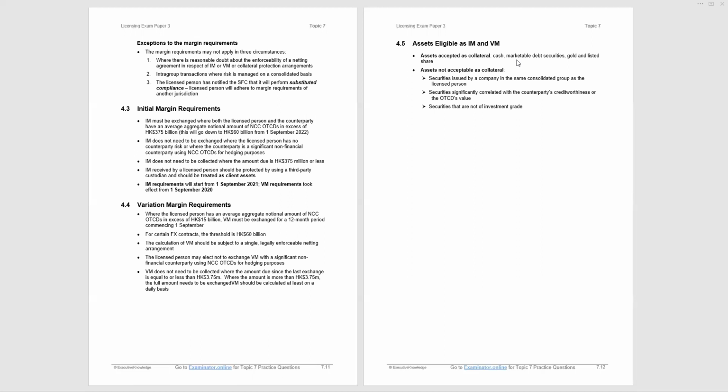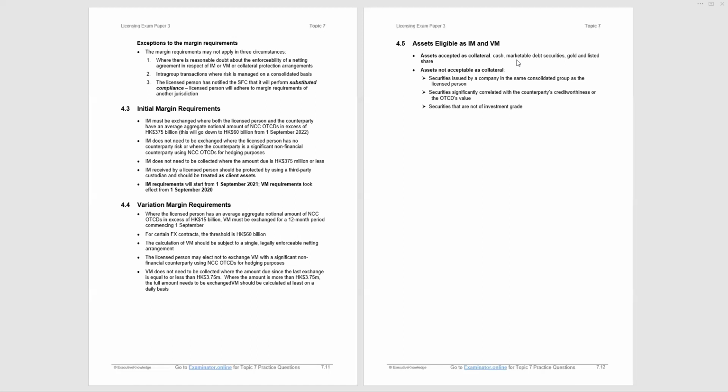Initial margin received by a licensed person should be protected by using a third-party custodian and should be treated as client assets. Okay, so when you receive the initial margin from your counterparty, when you've entered into a derivative transaction, you don't keep the money yourself. It should be kept by a third-party custodian, usually a bank, and should be treated as client assets. That's very specific. And we're told the initial margin requirements will start 1st September 2021. The variation margin requirements took effect from the 1st of September 2020.